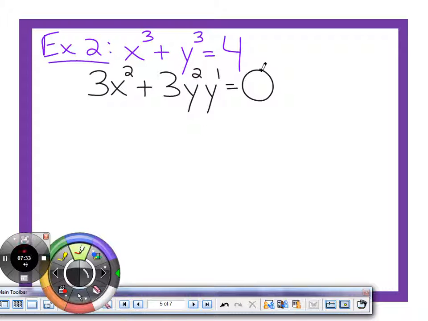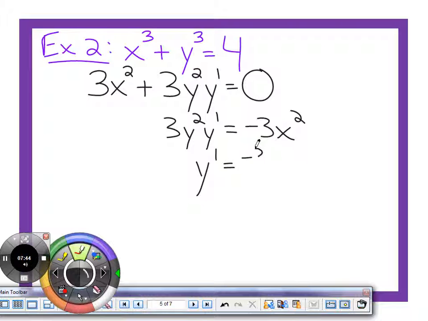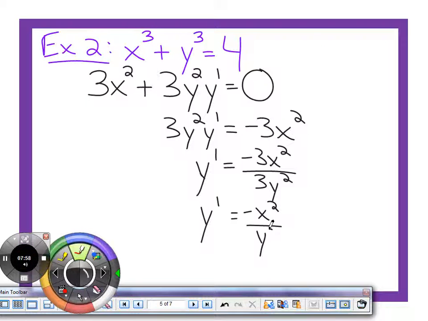And we're just going to isolate the y prime again. So we have 3y squared y prime. We subtract the 3x squared over and isolate the y prime. So y prime equals, and then we're going to cancel the 3, so we got negative x squared over y squared. Should be good. All right, let me show you a little bit more complicated one.